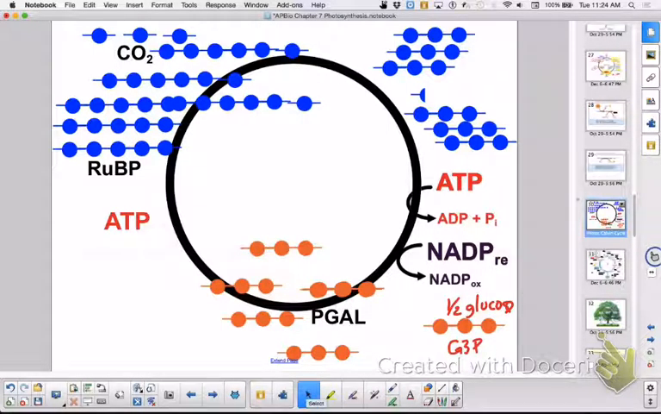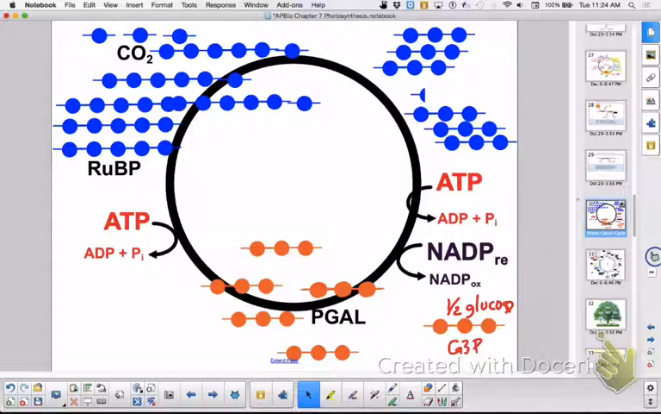How many do I have left here now? Five, okay, and each one of them has three carbons in it, right? What's five times three? 15. I'm going to rearrange these molecules. If I'm going to do some rearranging, it's going to cost me some what? ATP. So now I'm going to use some ATP and rearrange them right back into the RuBP again. Now I have three C5s.